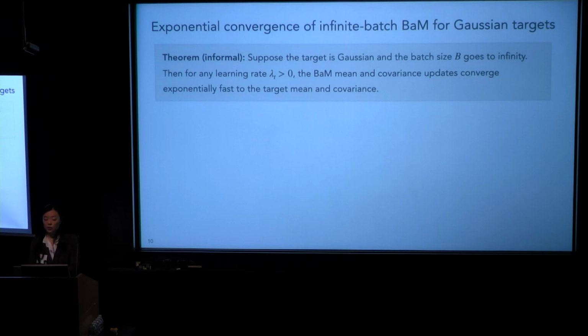Then what we can show is that for any learning rate, the BAM mean and covariance updates converge exponentially quickly to the target mean and covariance. And it does so at a rate that depends on the initialization and the amount of regularization. And so, some remarks about this result.